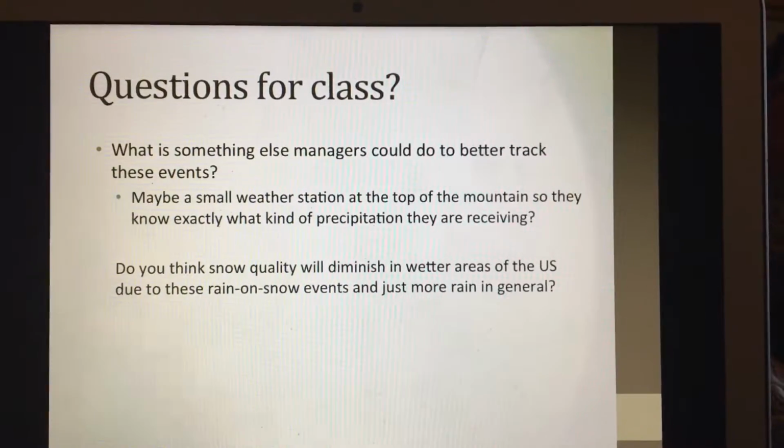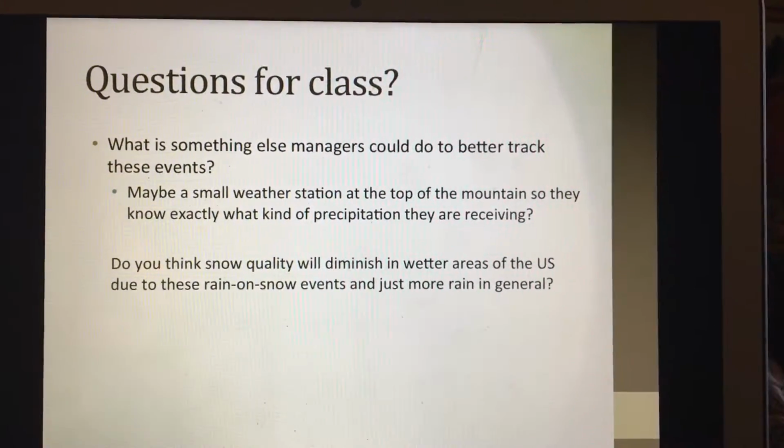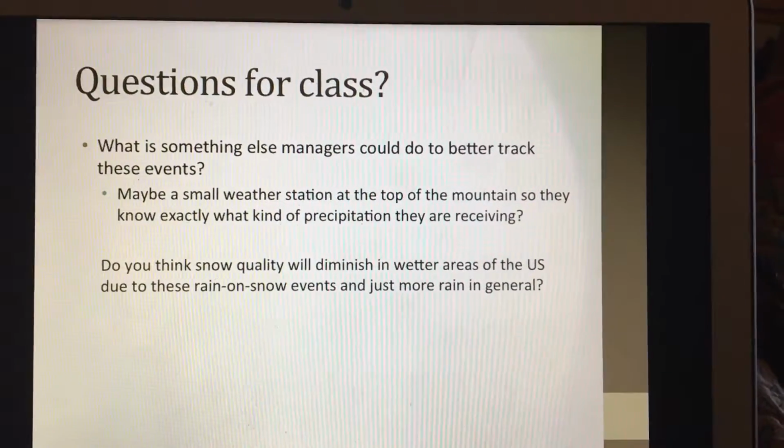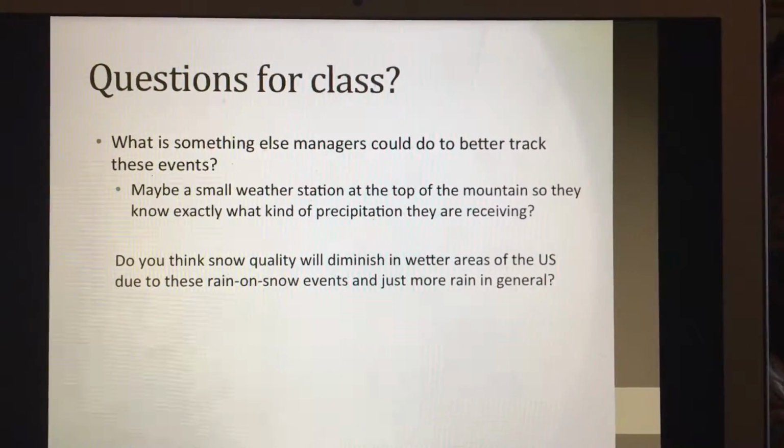And then the last question was, do you think snow quality will diminish in wetter areas of the U.S. due to these rain on snow events and just more rain in general due to climate change?